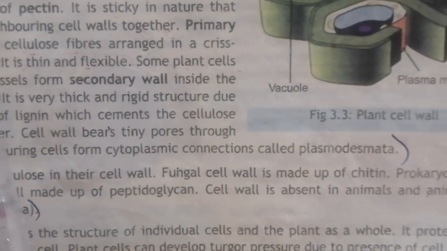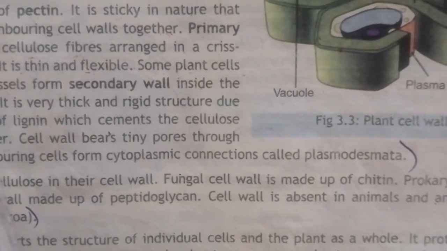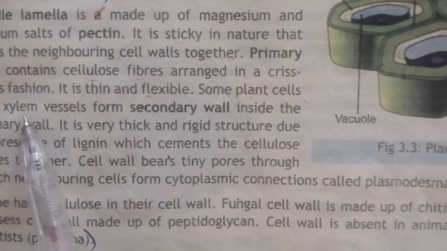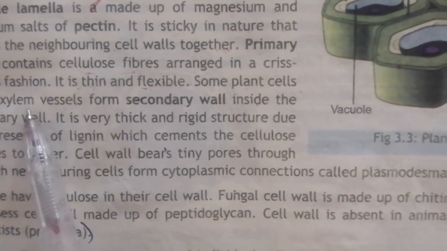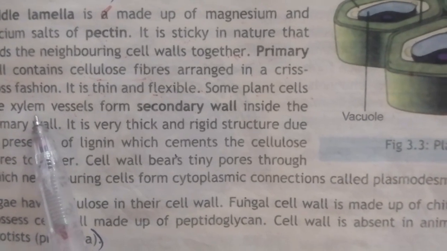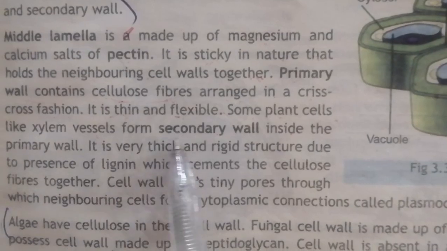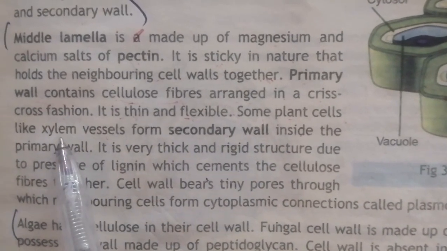Basically, these types of cell walls are present in those tissues which have to hold the whole plant cells, especially for the conduction of water. These plant cells or plant tissues must have the secondary wall in order to perform their function.